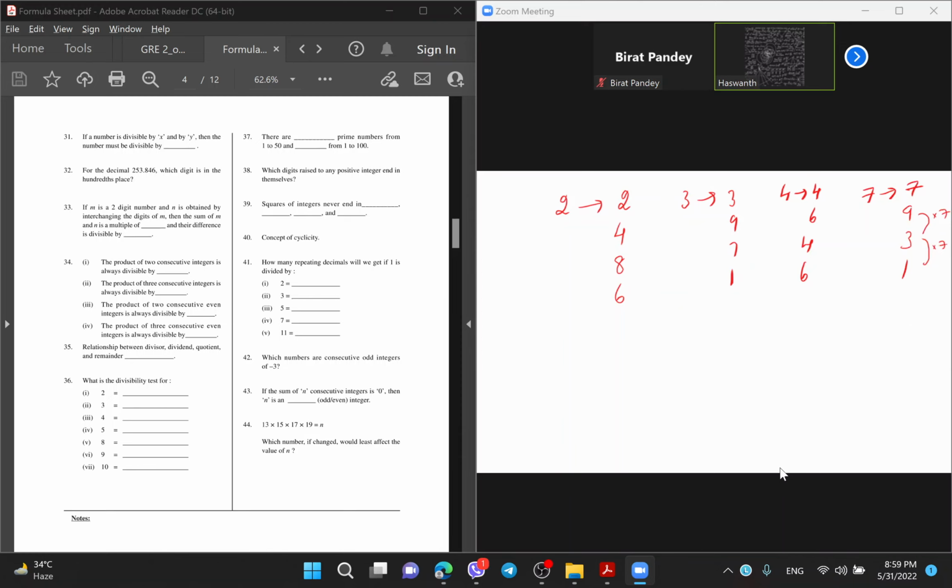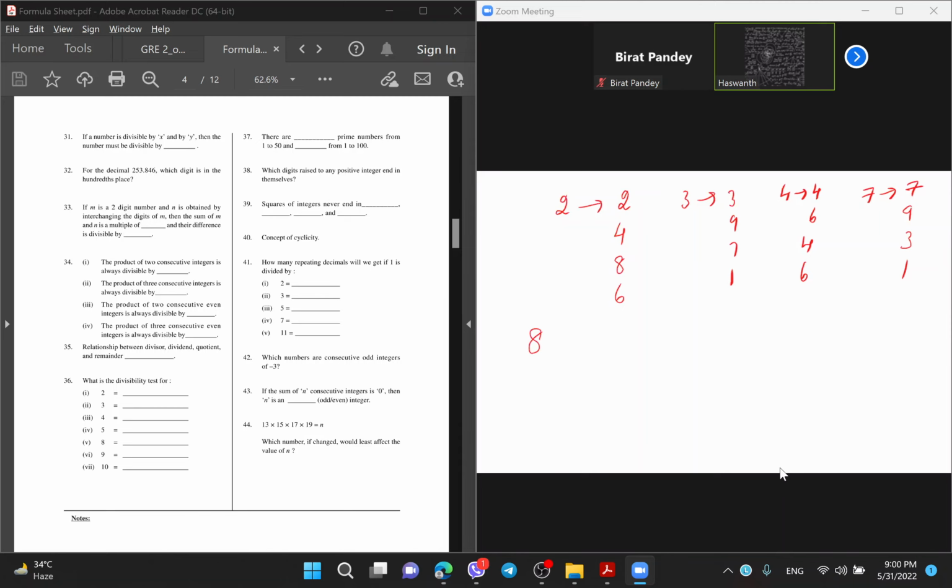Because if you forget, again 49 into 7 you multiply, 343. Again 343 into 7, you keep multiplying, then it will be taking time. No need to multiply the entire number. Just multiply those units digits. 9 into 7, 63, will end in 3. 3 into 7, 21, will end in 1.